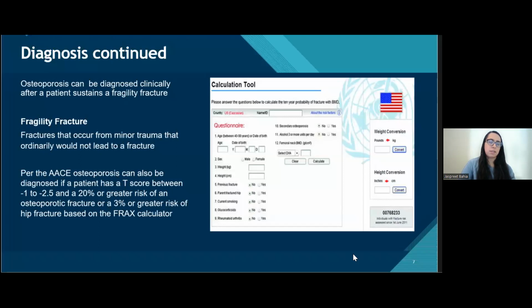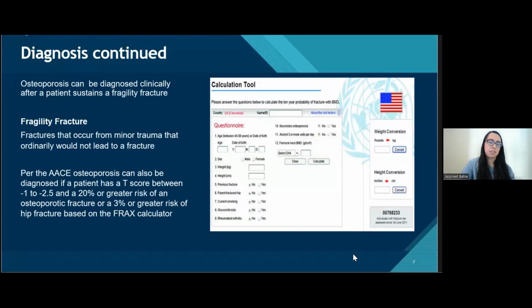The last way to diagnose osteoporosis, according to the American Association of Clinical Endocrinology, is if your patient has a T-score of -1 to -2.5 and a 20% or greater risk of an osteoporotic fracture or a 3% or greater risk of a hip fracture based on the FRAX calculator.